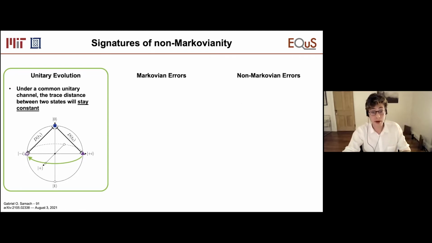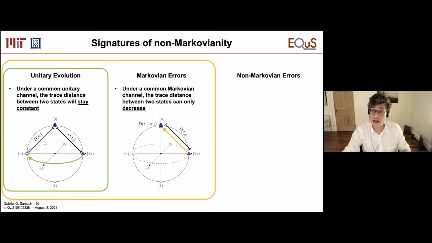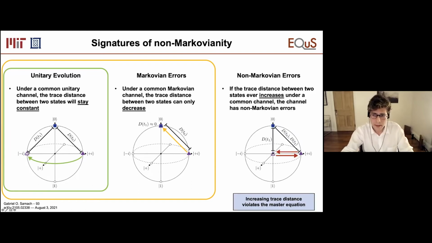In contrast, if we have a Markovian error, we'll find that under a common Markovian channel, the trace distance between pairs of states can only decrease. For example, to talk about T1 processes again, the state on the equator will asymptotically approach the 0 state, while the state that's already at 0 stays where it is. So the trace distance between these 2 states is decreasing and asymptotically approaching 0. This ends up being a really powerful statement, because it tells us that if the trace distance between 2 states ever increases under a common channel, the channel has so-called non-Markovian errors.